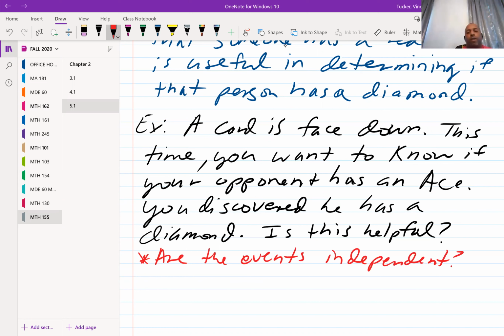All right, so a card is face down. This time you want to know if your opponent has an ace. You discover he already has a diamond. Is this helpful? So basically, once again, they're asking, are these events independent? Just another way of asking, are these events independent?